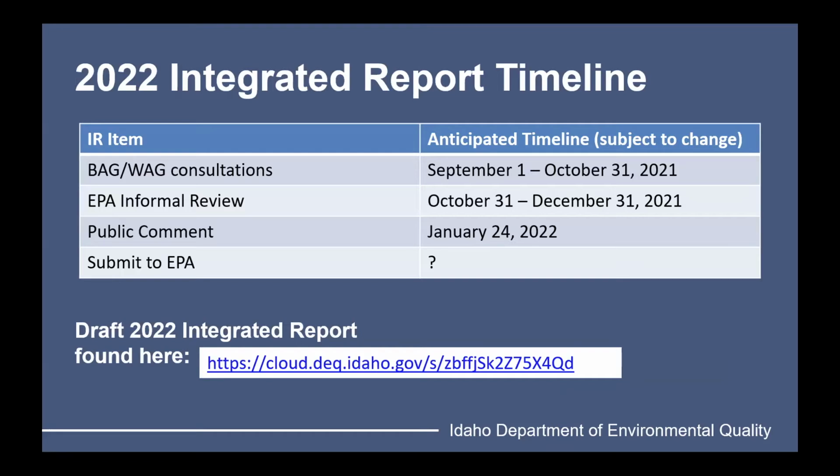All right, and then the timeline for the cycle that I just mentioned, looking at data collected between 2016 and 2020, is as follows. The Watershed Advisory Group consultations already happened last fall. The EPA informal review has been undertaken. The public comment period opened and closed. And so right now we are responding to comments, making revisions if needed, and the date when we submit to EPA is to be determined. I've linked a copy of the draft integrated report in this PowerPoint, and I'll make sure to share this PowerPoint afterwards if anyone wants to explore and look around.